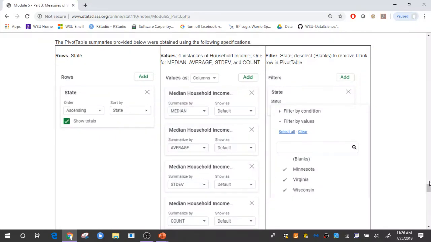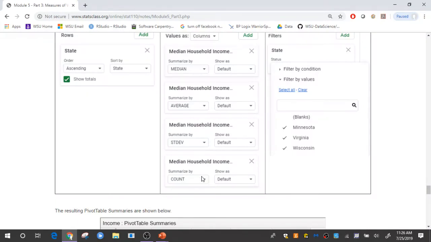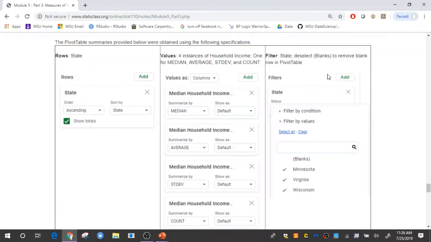So when I'm constructing that pivot table, I want to specify state in the row box here. I want to specify 4 instances of household income. So here I'm getting the median, it looks like. I'm getting the average as well. I'm getting the standard deviation. And then I'm also getting a count. And then one thing that I often do is I'll put state in the filter box and then deselect blanks here so that I don't have that blank row when I construct that pivot table in Google Sheets.